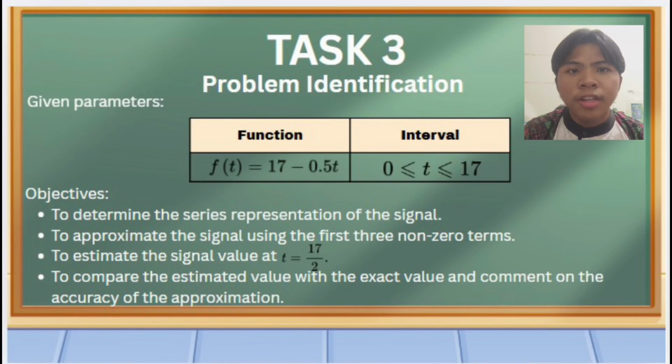The objectives of the task are to determine the Fourier series representation, approximate the signal using the first three non-zero terms, estimate the signal value at t equal to 17 over 2, and compare the estimated value with the exact value. This analysis demonstrates how Fourier series can represent periodic signals commonly used in engineering applications.